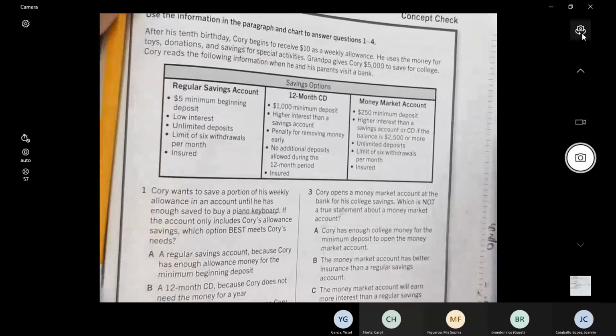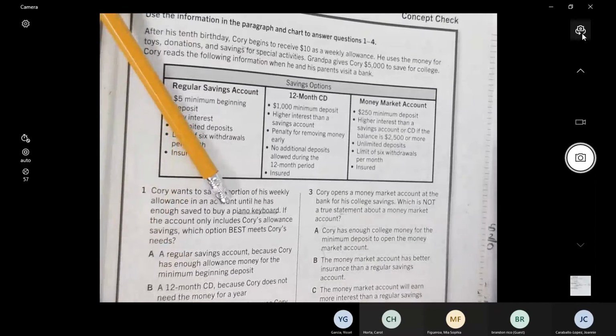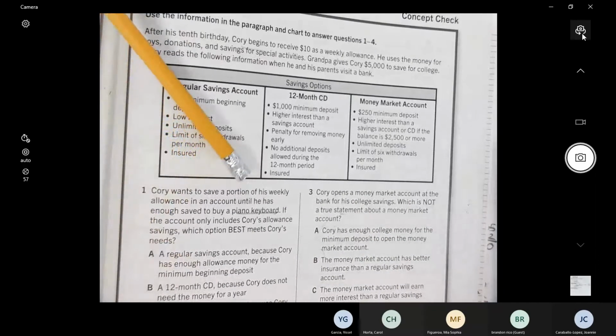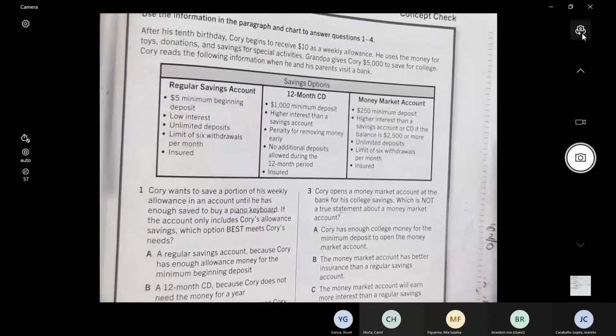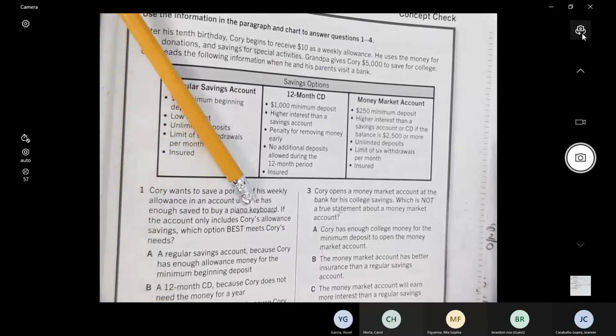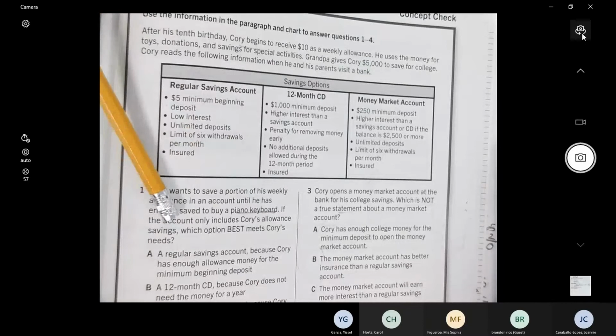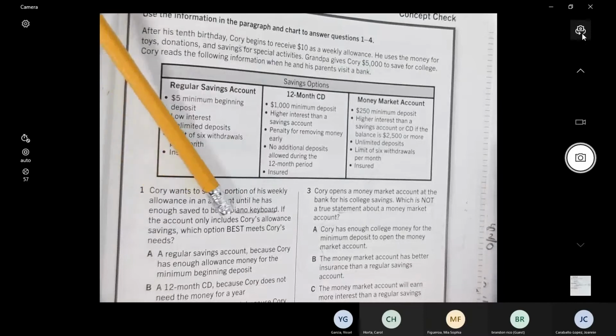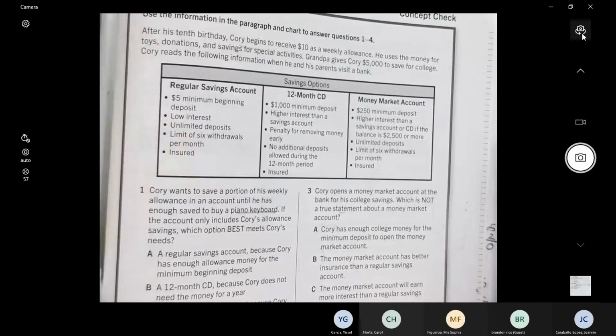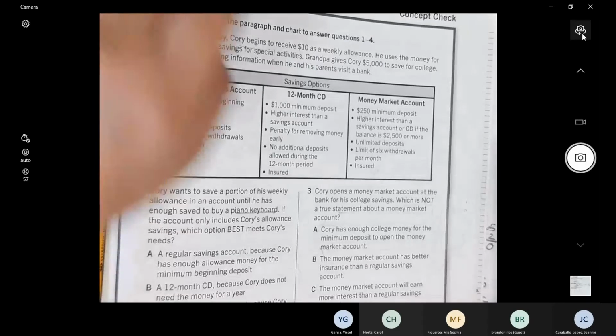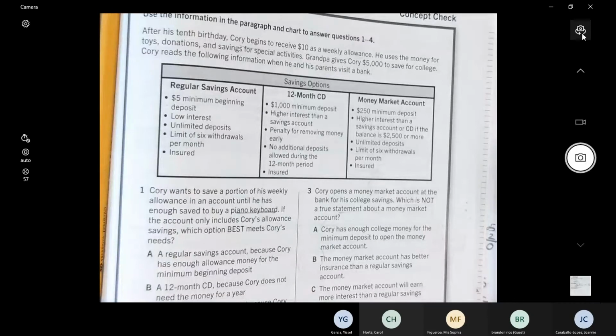Corey wants to save a portion of his weekly allowance in an account until he has enough saved to buy a piano keyboard. If the amount only includes Corey's allowances, which option best meets Corey's needs? Okay, and then Jayla, go ahead and read the options.